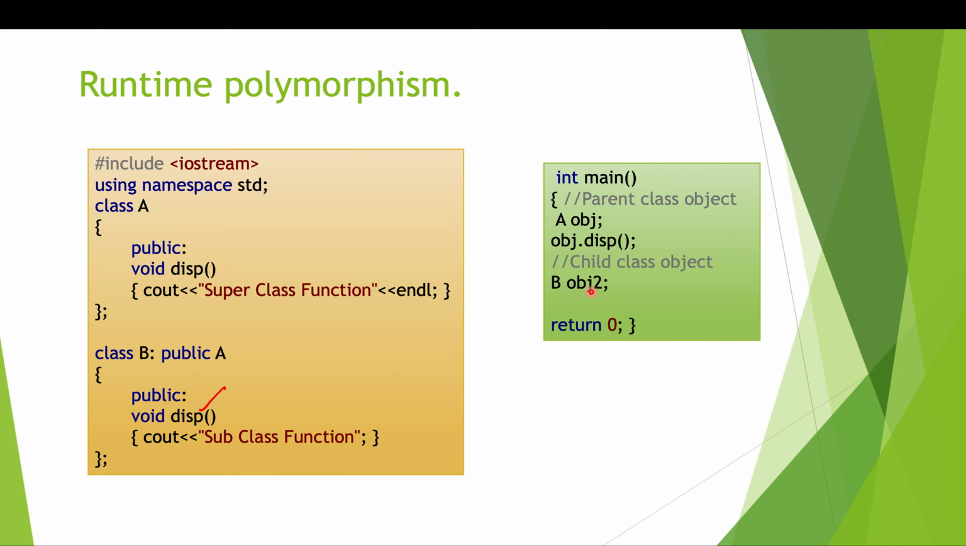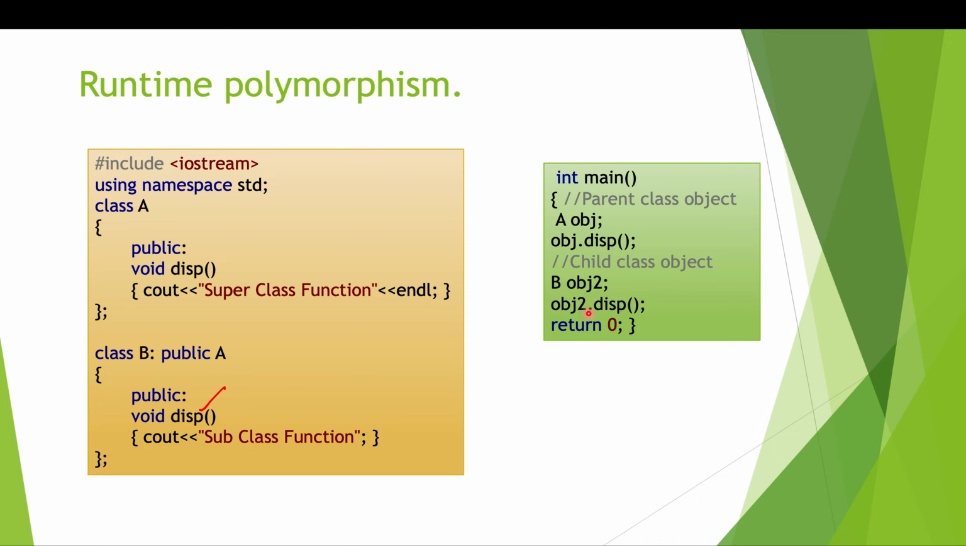Next, we are going to create the object of the child class. Now the issue arises that class B has access to its own disp function as well as the disp function of class A. Now how will we decide, out of the two functions this object has access to, which function it will select? We cannot select randomly, so we need to decide concretely which function is going to get executed.